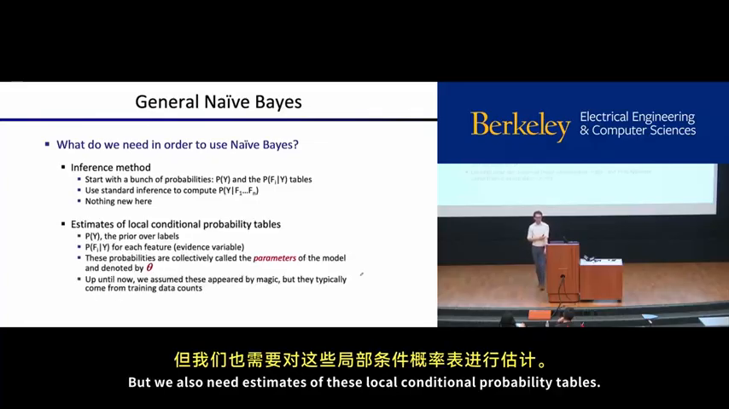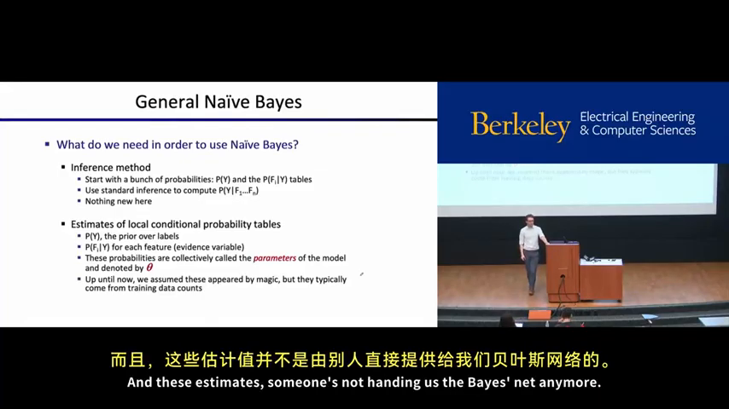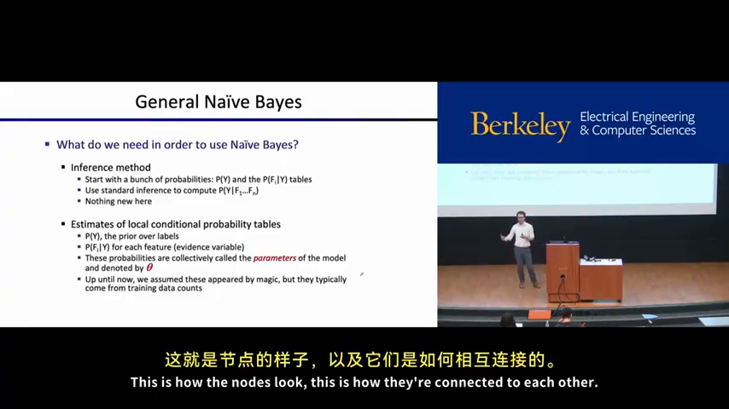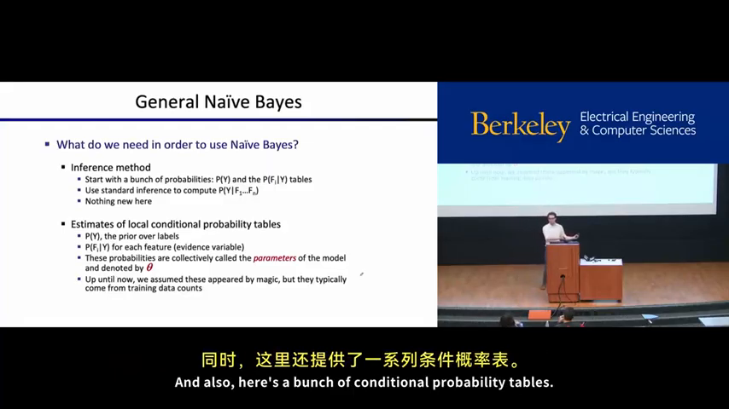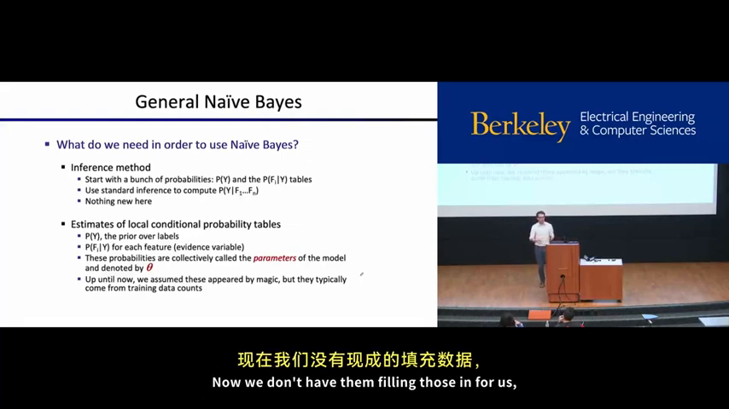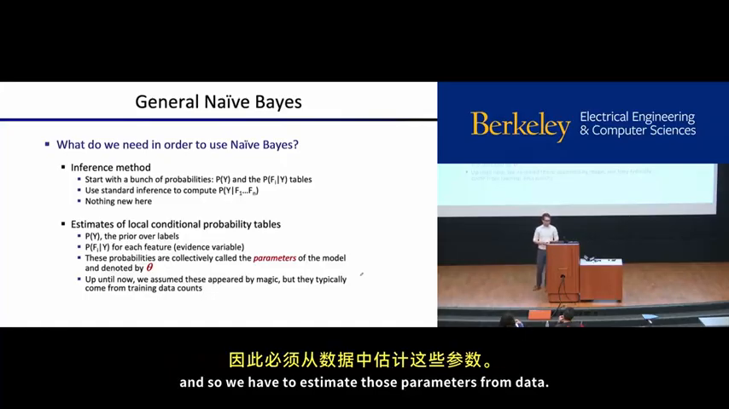But we also need estimates of these local conditional probability tables. And these estimates, someone's not handing us the Bayes net anymore. Normally a Bayes net comes with some structure. This is how the nodes look. This is how they're connected to each other. Here's your Bayes net structure. And also here's a bunch of conditional probability tables. I filled them in for you. Now we don't have them filling those in for us. And so we have to estimate those parameters from data.